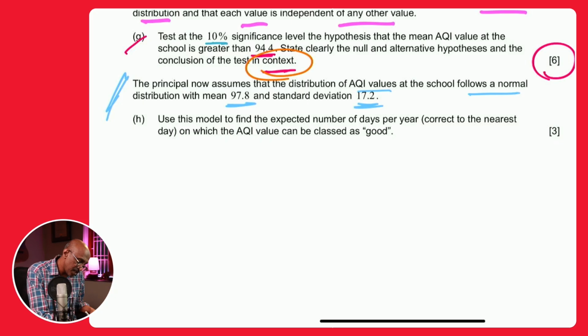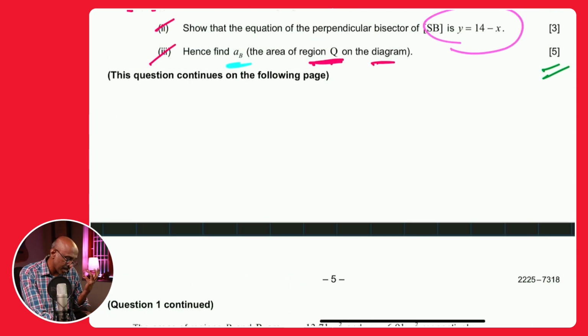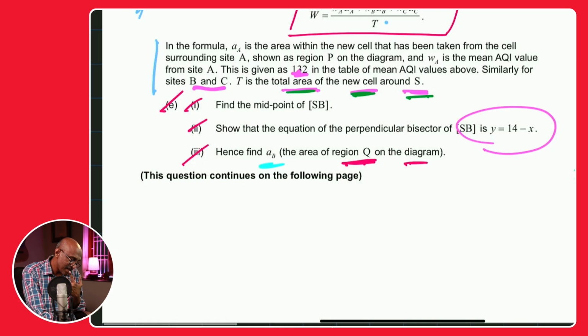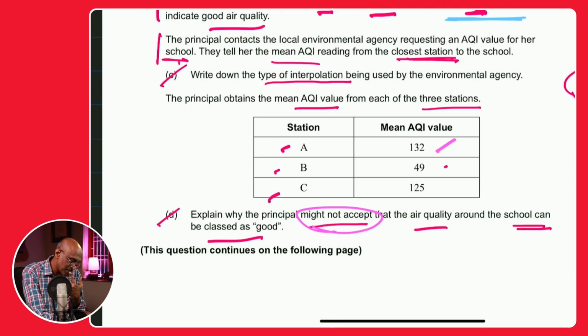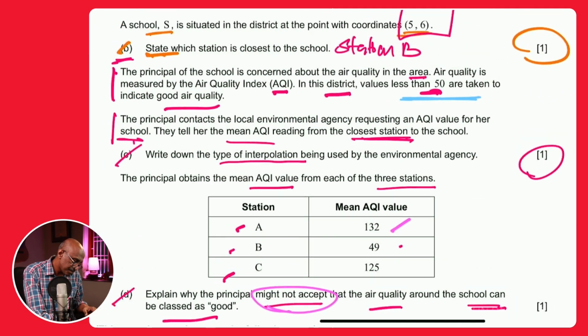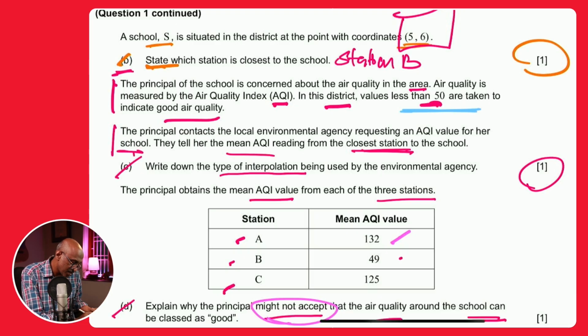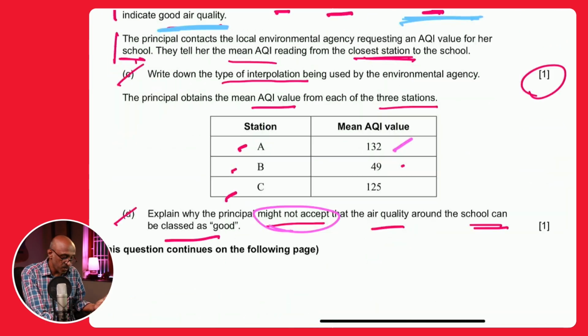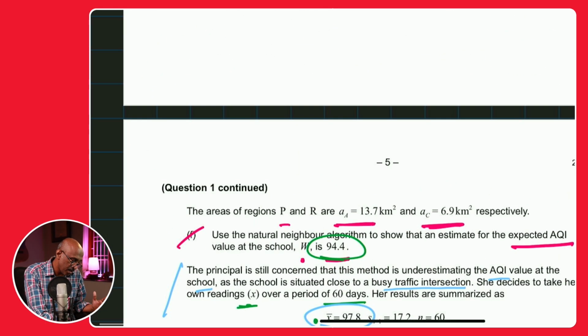to find the expected number of days per year. How many days per year? Correct to the nearest day on which the AQI value can be classified as good. Remember, somewhere in the question they said that it's classified as good if the AQI value is less than 50, right? At the start when they explained. Can you see this? In this district, values less than 50 are taken to indicate good air quality. So if it is less than 50, the air quality index AQI is good.